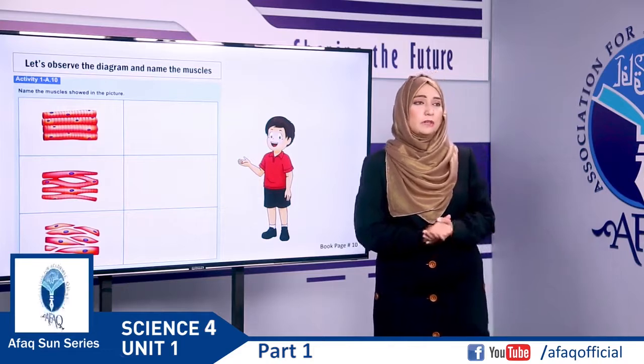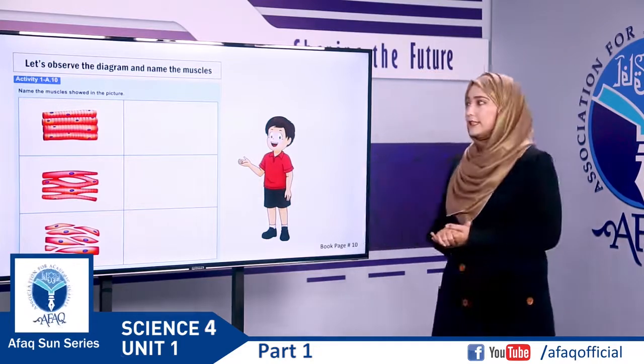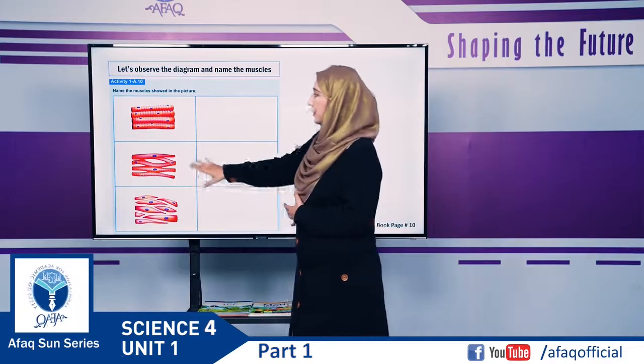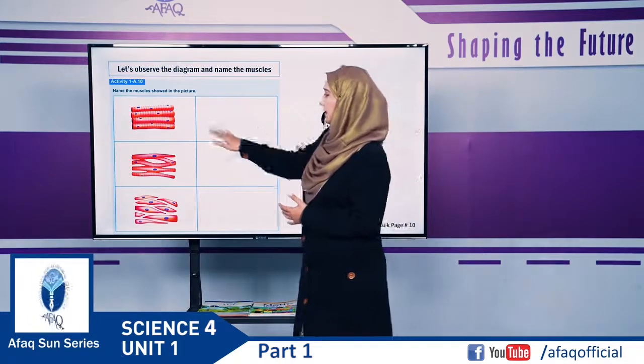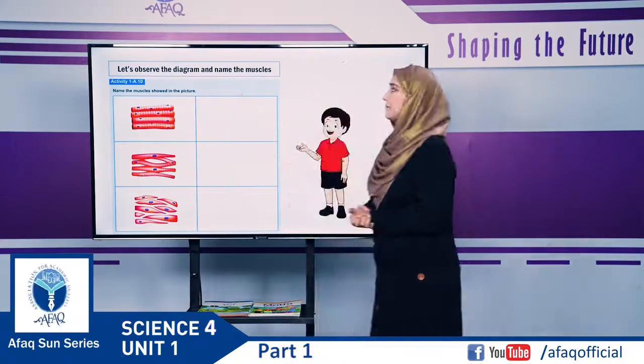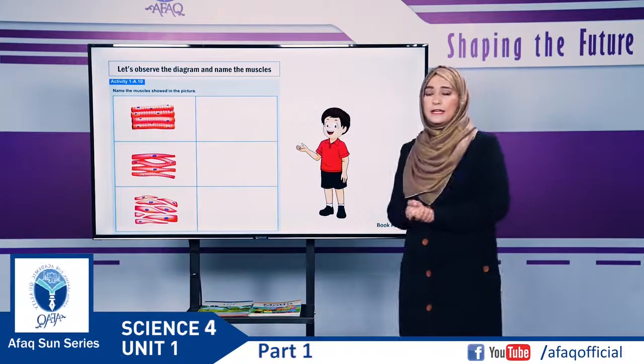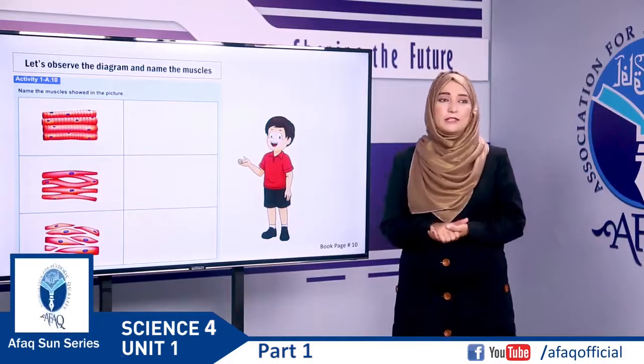Students, now open your book page number 10 and solve this activity. Here some pictures of muscles are given. You have to write the names of these muscles in these given spaces. So please quickly write the names of the muscles and come back. Hope you have written the names here.